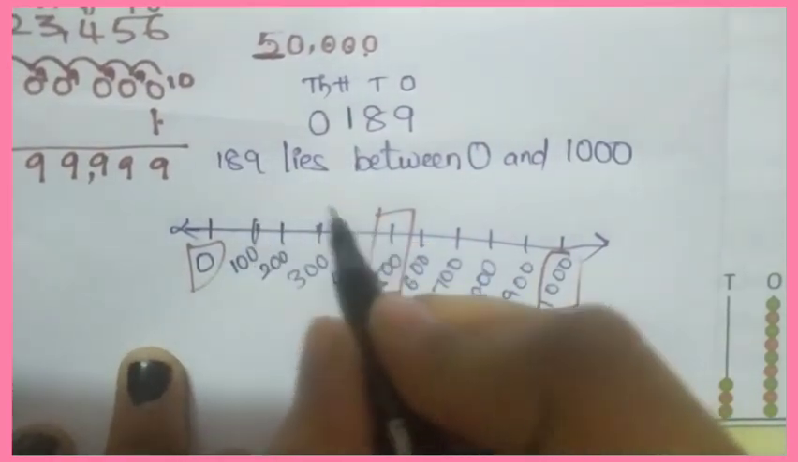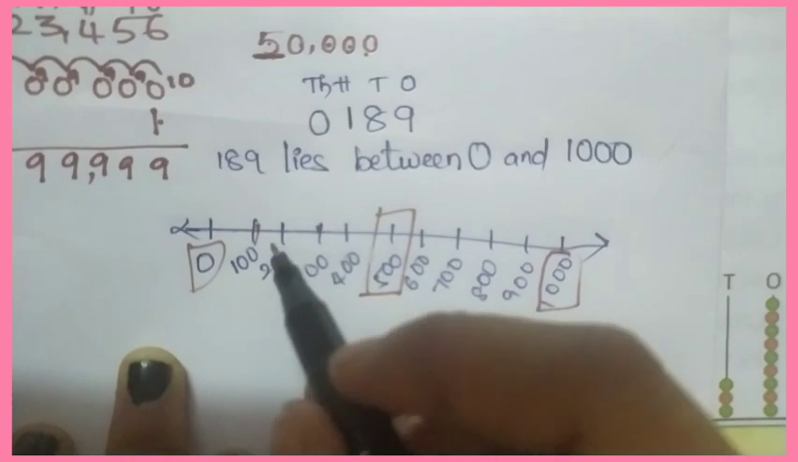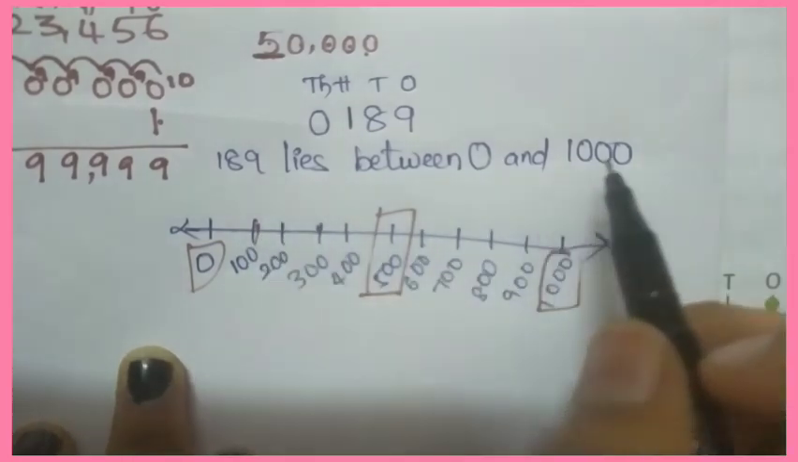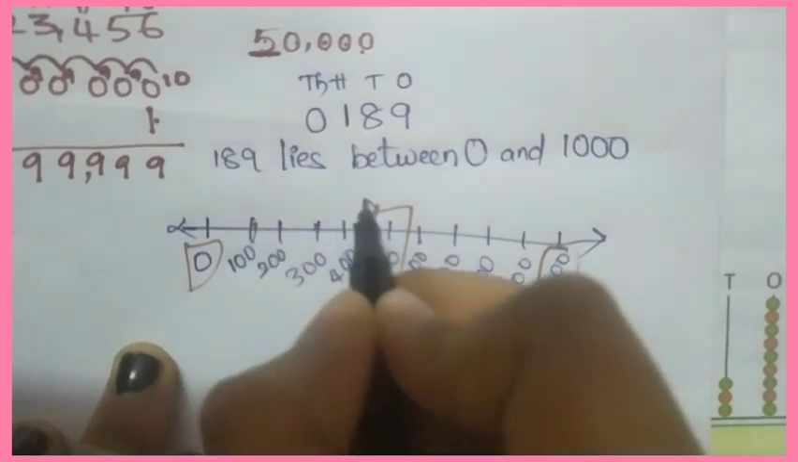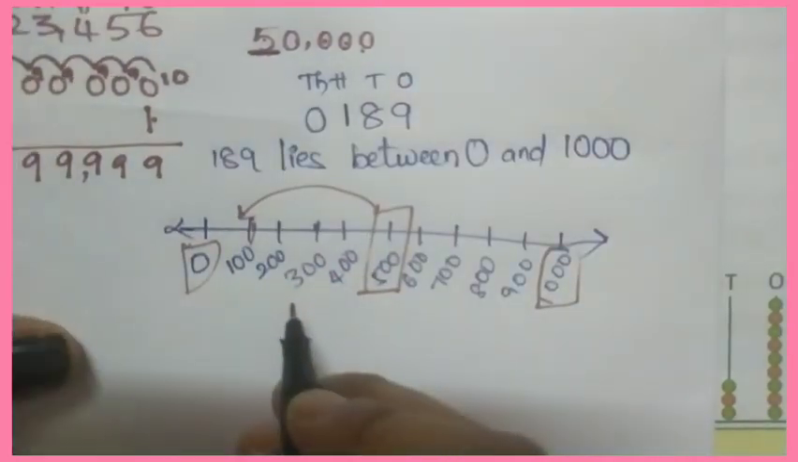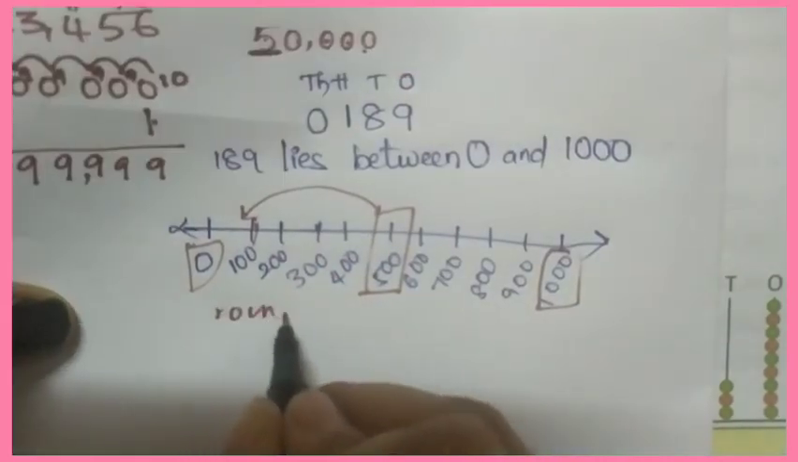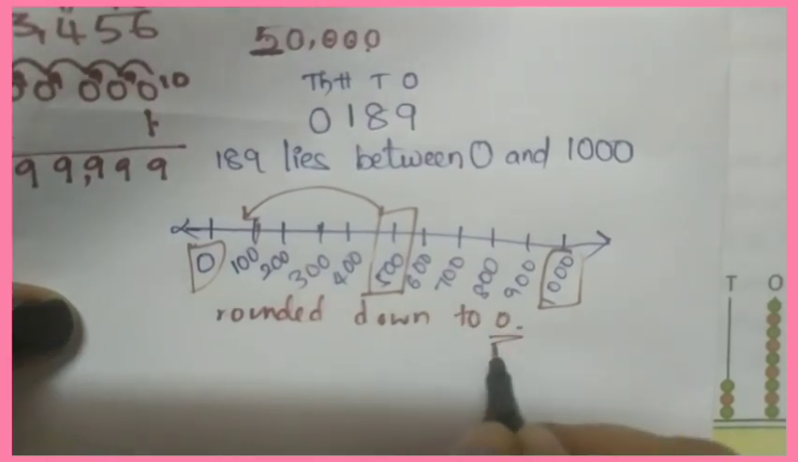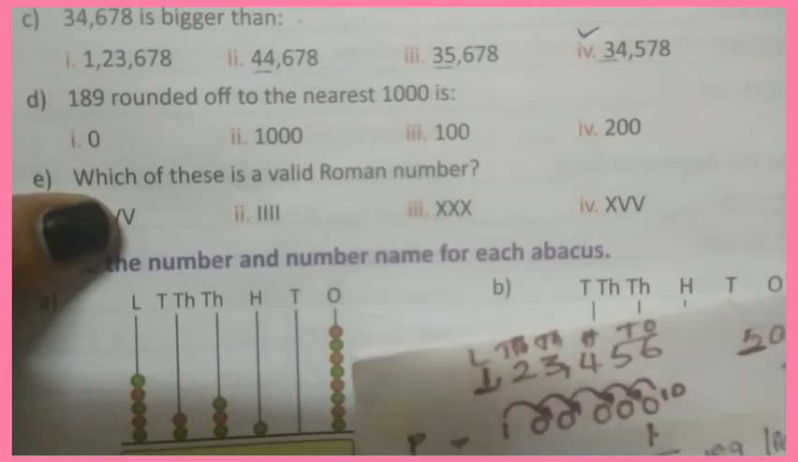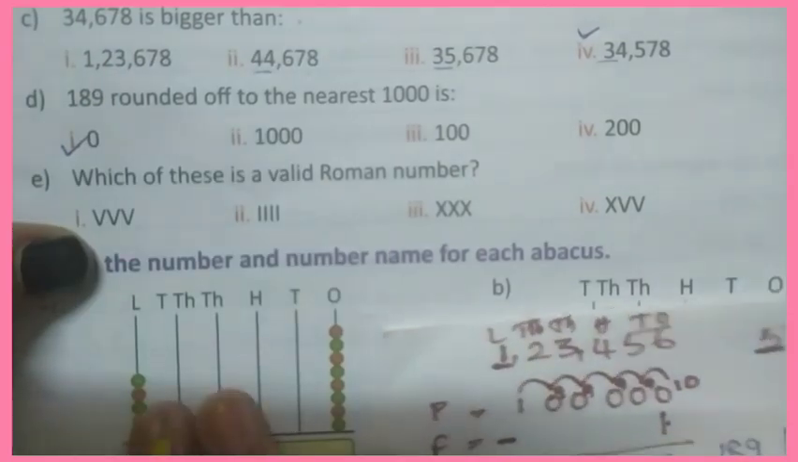189 lies between 0 and 1000. It will be before 500. So it is rounded down to 0. So the answer is 0. Where is it? Yes, the first one.